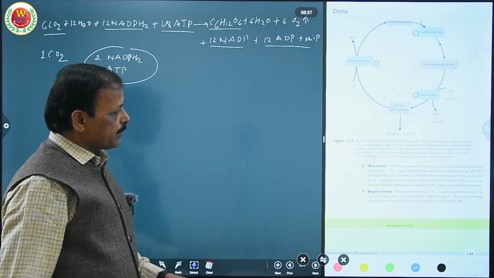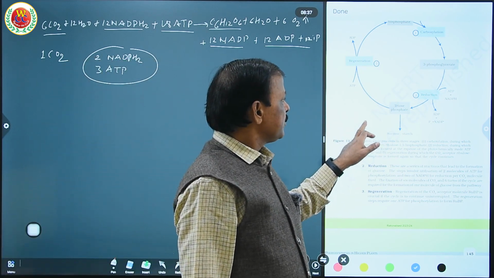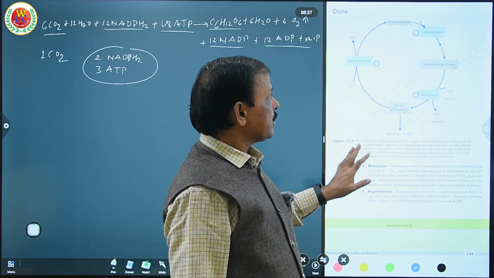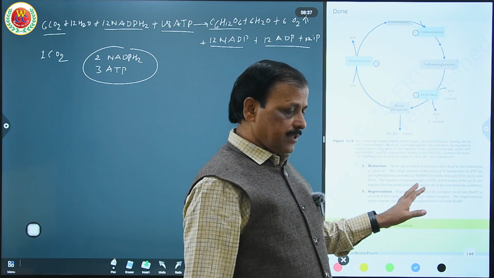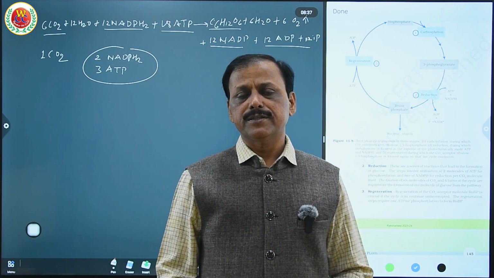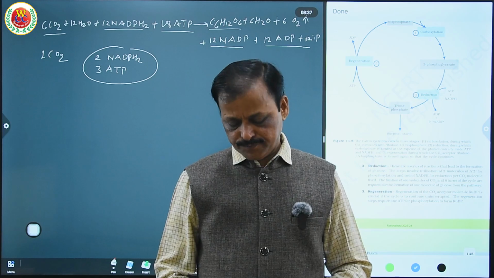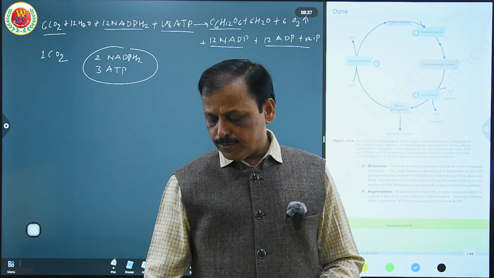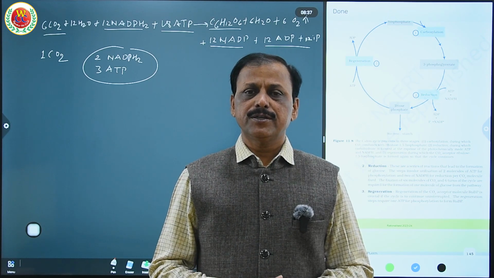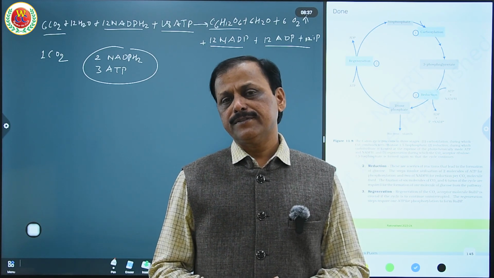So I hope you did understand this Calvin cycle which is written in the book. So you go through it, and if you have any question or doubt you can ask, so that I will give an explanation about your question in the next lecture. So I hope you did understand. Even if you have any question, you can ask in the comment section.